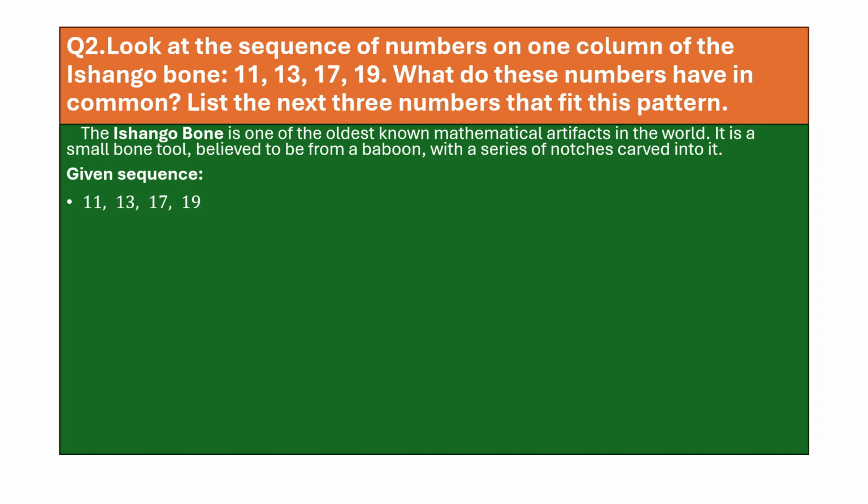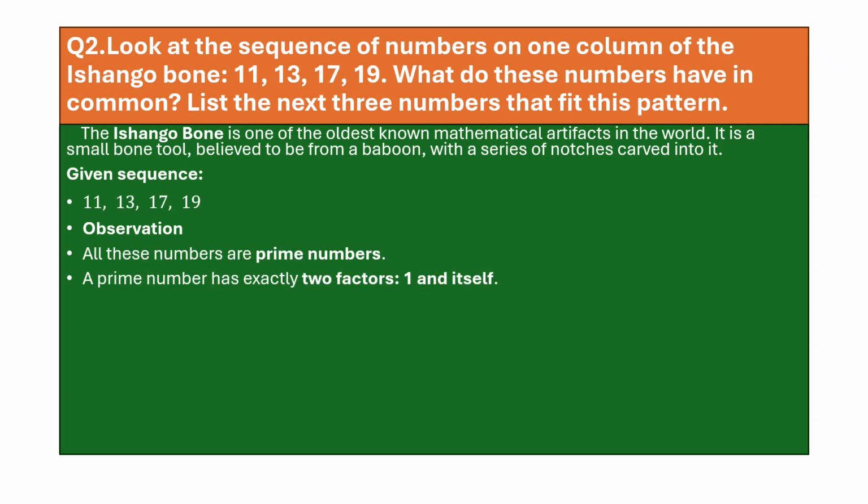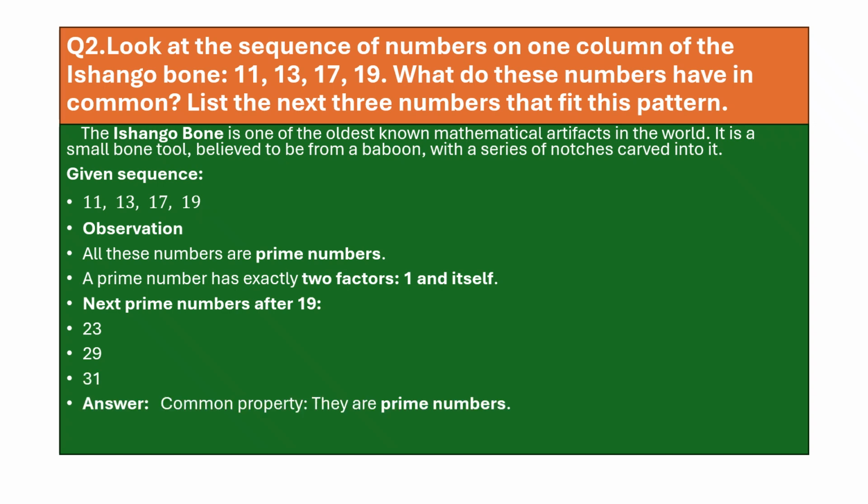Now, what is the given sequence, as we need to understand the question and follow step by step? It's 11, 13, 17, and 19. So the observation is that all these numbers are what? They are prime numbers. A prime number is what? I think you all are aware of it. It has exactly 2 factors, which are 1 and the number itself. So what will be the next prime numbers after 19? It will be 23, 29, 31. So the common property here is that they are prime numbers. Now this type of question is pretty easy, but you need to read the question properly before solving it.